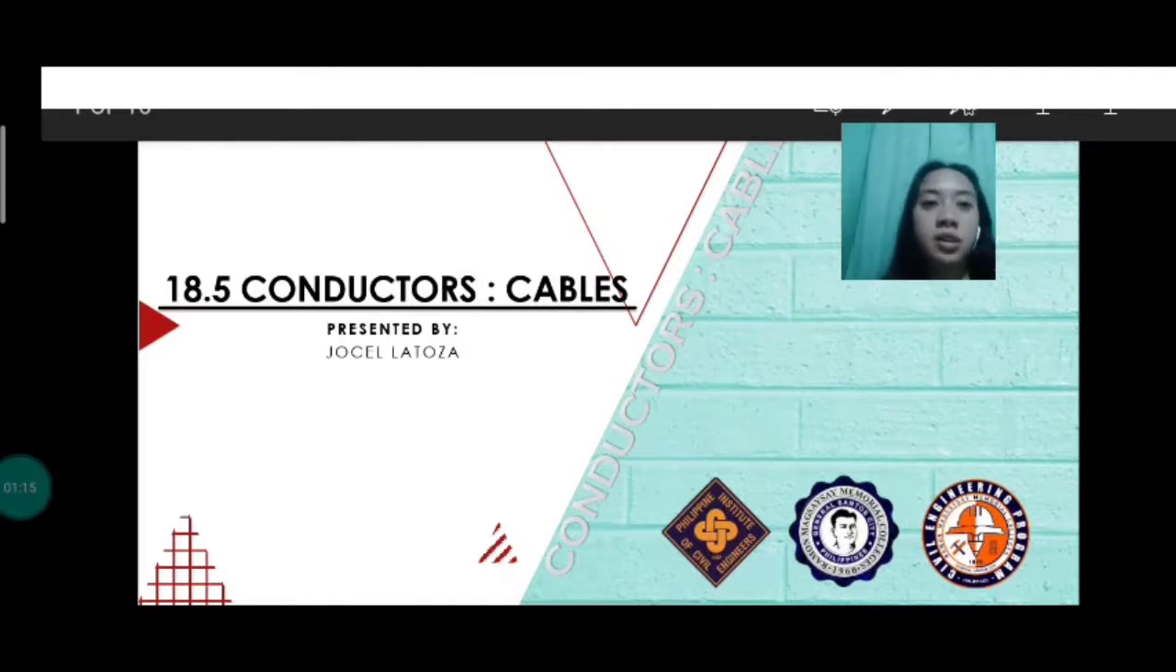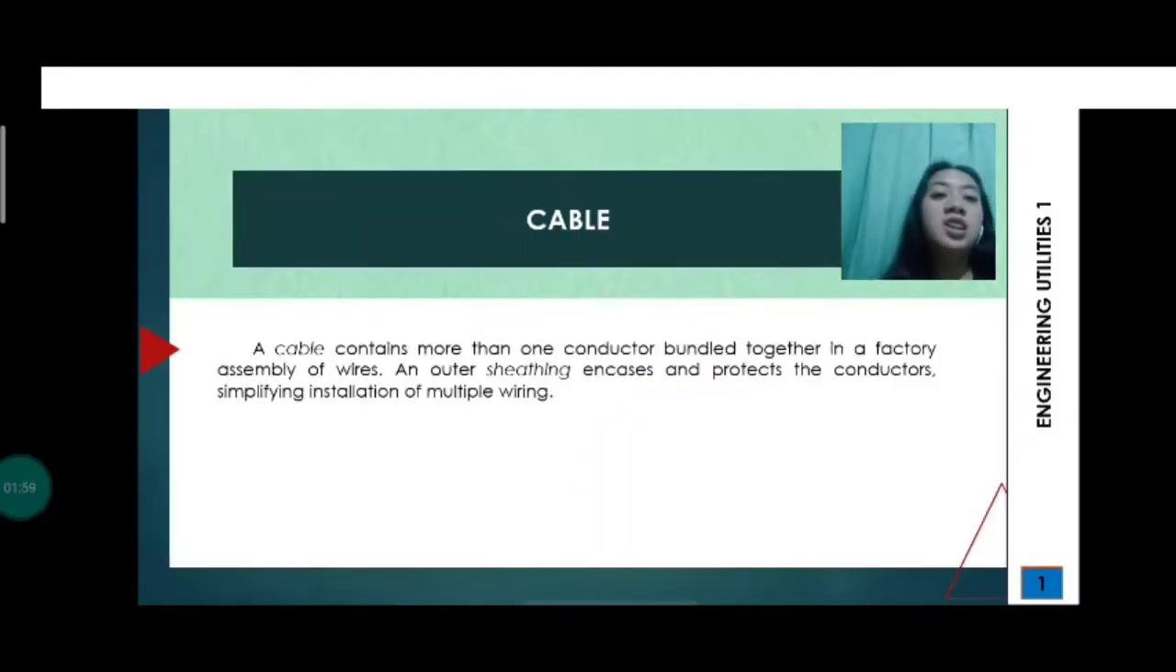In our society nowadays, electricity is one of the most important things for the living of human beings. To distribute the electricity properly, we use cables to distribute the electricity from the power plant to the house, or from the electric power to the appliances. So, what is a cable? A cable contains more than one conductor bundled together in a factory assembly of wires.